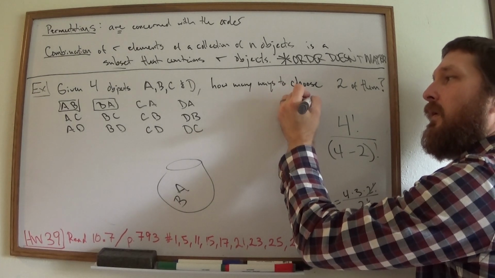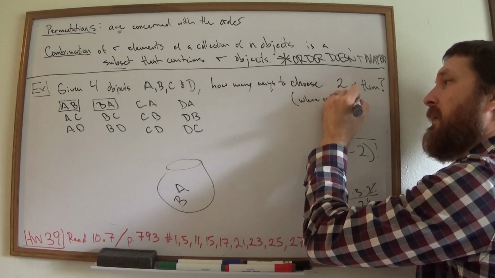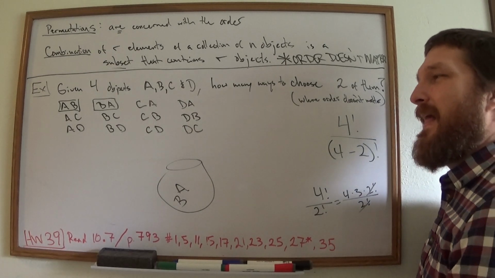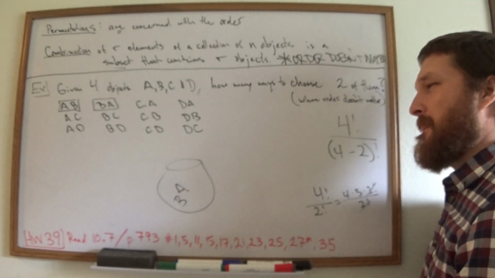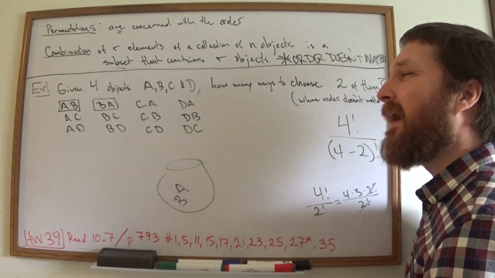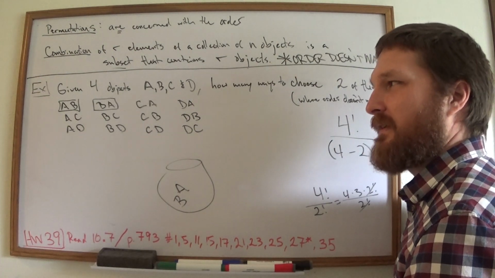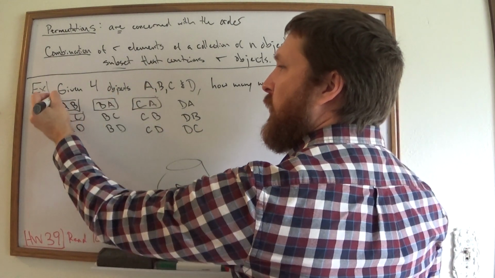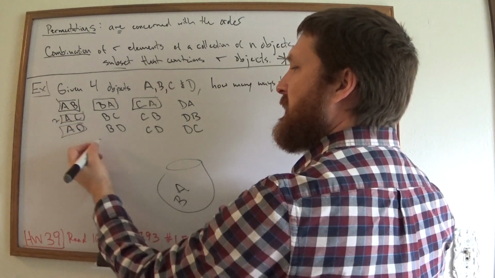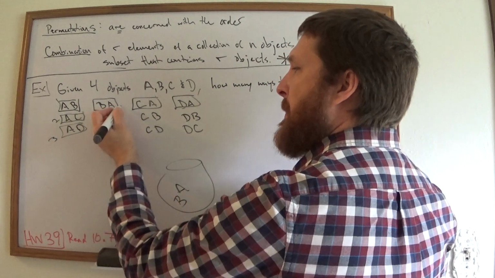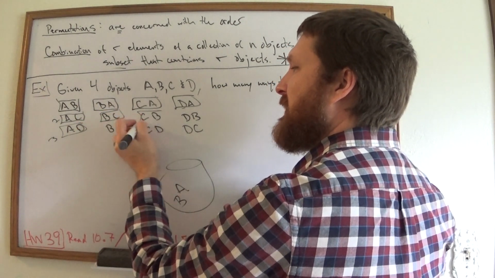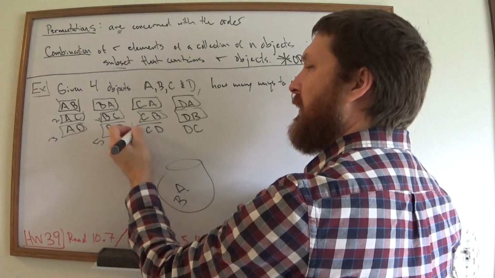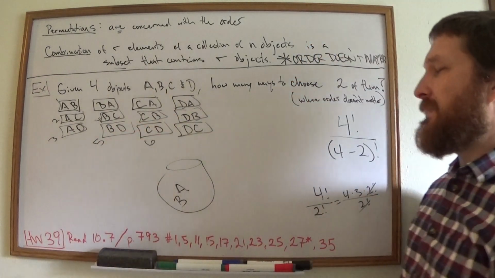Parenthetically, where order doesn't matter, so then it would be 4 factorial over 2 factorial times 4 minus 2, to choose. Let's just look at this and see. AB and BA pair off, so here's 1. AC and CA pair off, here's 2. AD and DA pair off, so that's 3. BC and CB pair off, so that's 4. BD and DB pair off, that's 5. CD and DC pair off, and so that's 6. The total number would be 6.